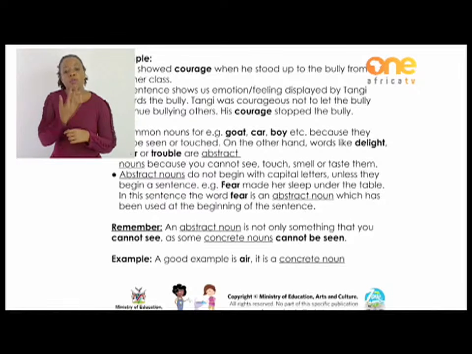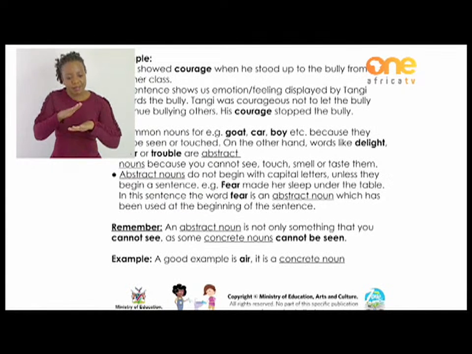Tangi was courageous not to let the bully continue bullying others. His courage stopped the bully. So that's the clear explanation or example of an abstract noun, which is courage in this case. Common nouns are like goat, car, boy, etc. because they can be seen or touched. So these are common nouns. Remember last week we talked about the common nouns.